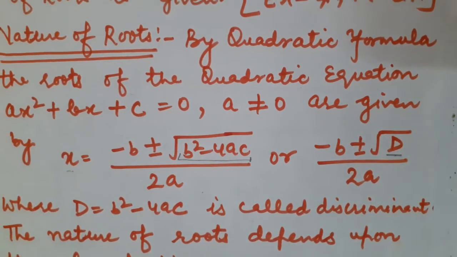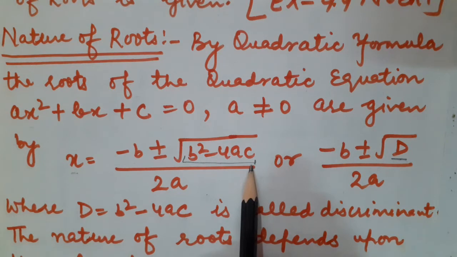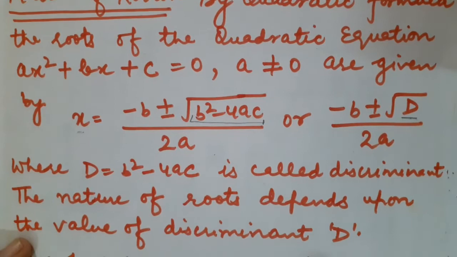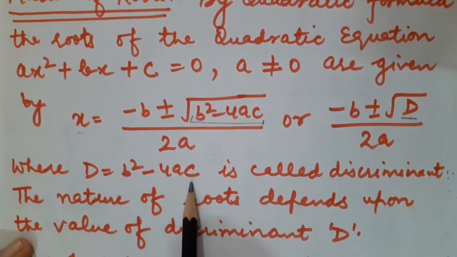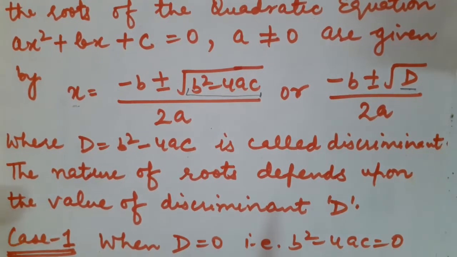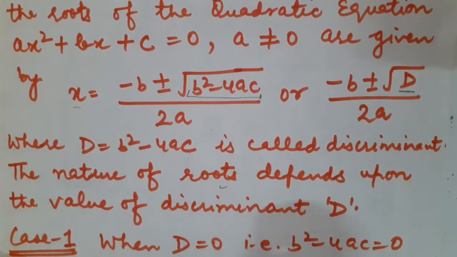Children, when I explained to you the derivation of the quadratic formula, at that time also I told you that this b square minus 4ac is known as discriminant. What do we call it? Discriminant. Where d is equal to b square minus 4ac is called discriminant. Now, the nature of roots means what kind of roots are going to exist. Whether they are real roots, whether they are imaginary, whether they are distinct, whether they are same. That basically depends on the value of discriminant, that is d.